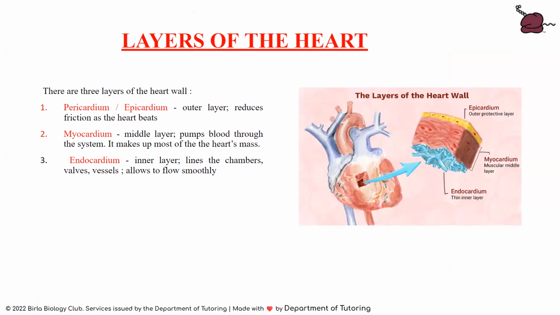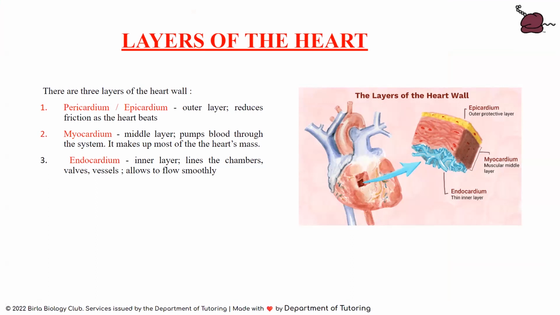The first one is called the pericardium or the epicardium. This is the outer layer which reduces the friction as the heart beats. The second one is known as the myocardium. This is the middle layer. It pumps blood through the system. It makes up most of the heart's mass.